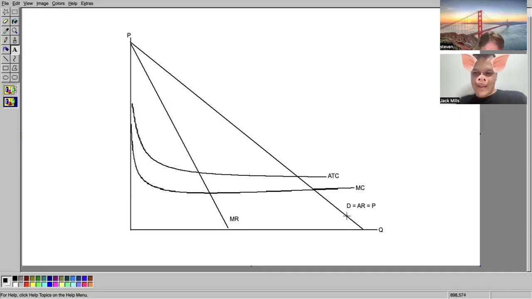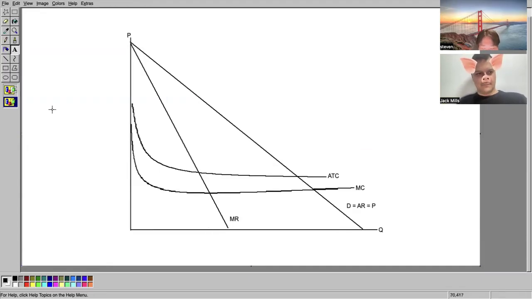Now, a profit maximizing firm produces where marginal revenue equals marginal cost. Where is it? It's where MR equals MC, where they cross, right? Marginal revenue equals marginal cost, like here. Yeah. Okay, quickly, let's go.